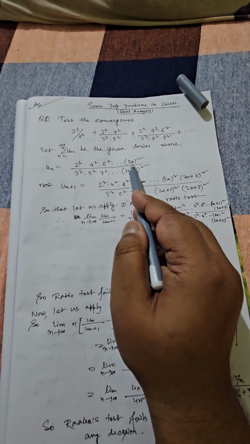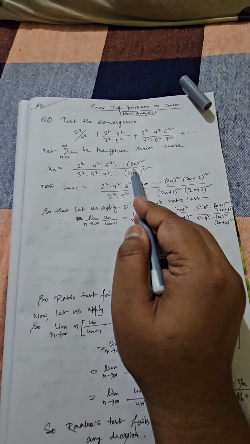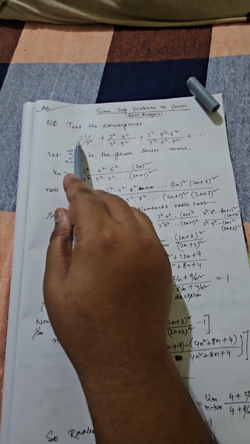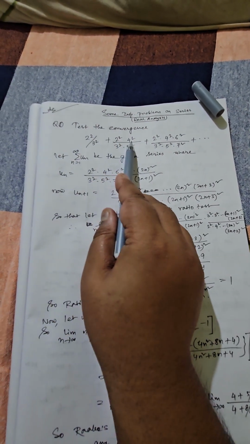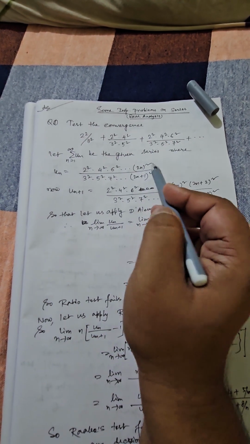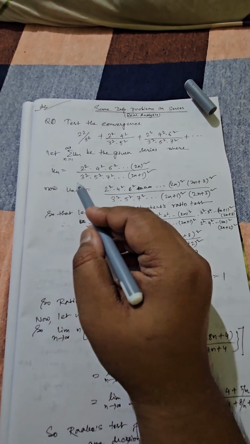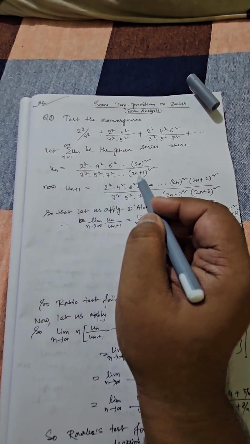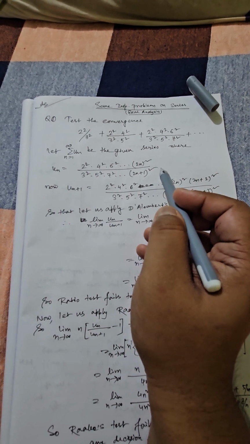You can easily understand I have written at the end 2n whole square, because if you put n equals to 1 you will get 2 square, if you put n equals to 2 you will get 4 square, if you put n equals to 3 you will get 6 square. In this way you can continue. Similarly in the denominator portion also you can see 3 square, 5 square, 7 square dot dot dot 2n plus 1 whole square will be achieved.